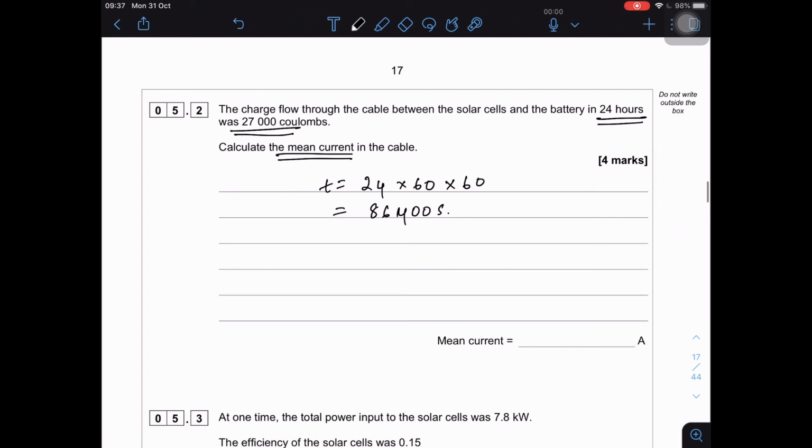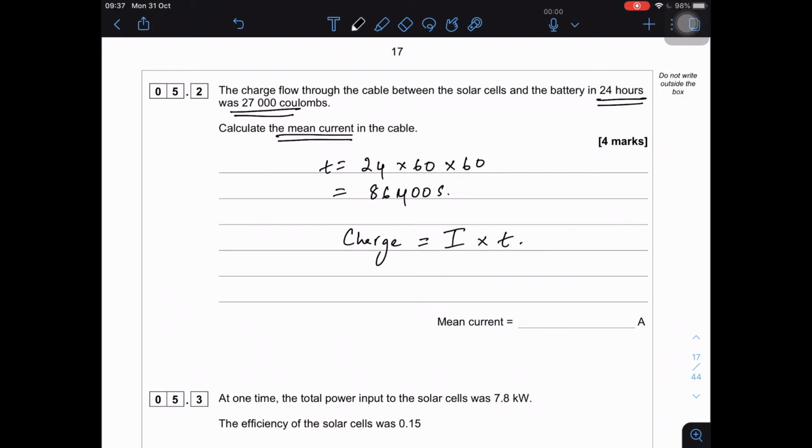Once you're done, now look at your equation sheet and you should have the current... actually, charge equals current times time. Okay, if it's not there on the equation sheet, you need to memorize this.